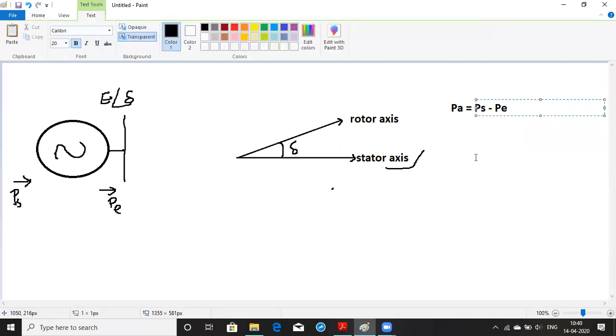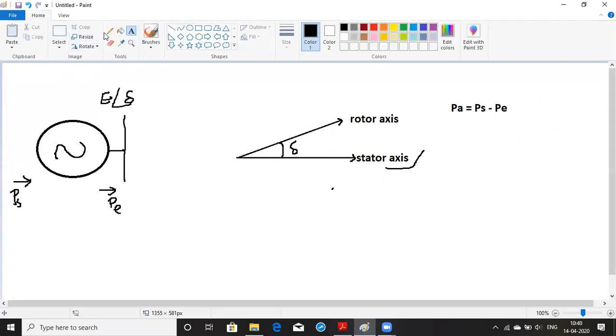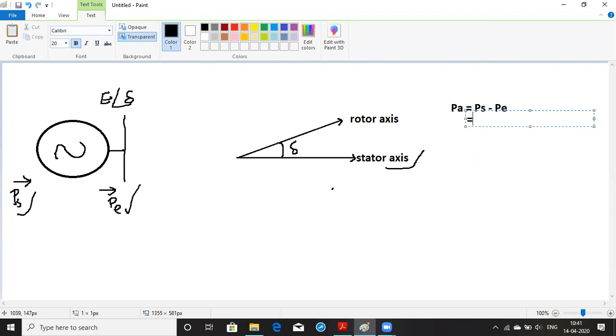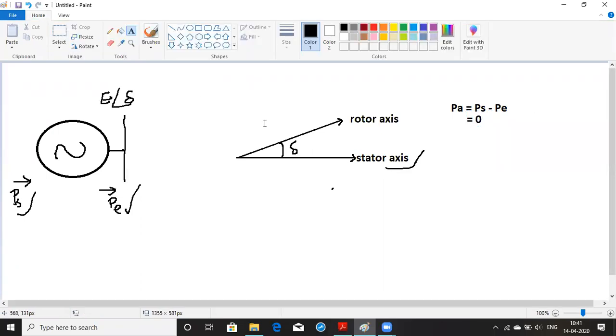This is the condition we call the accelerating power. Accelerating power is equal to shaft power minus electrical output power. If you neglect the losses, under a perfect steady state or equilibrium condition, this will be equal to 0. So if you are running a synchronous generator, the electrical power will be delivered based on the shaft power.